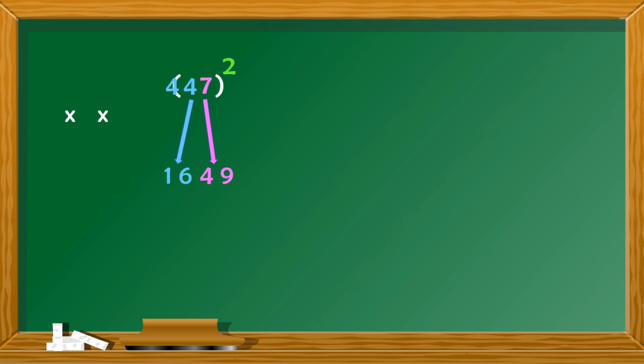The next step is to multiply the digits in tens place, units place and the power of the number. This will give you 4 multiplied by 7 multiplied by 2. This results in a new number 56.